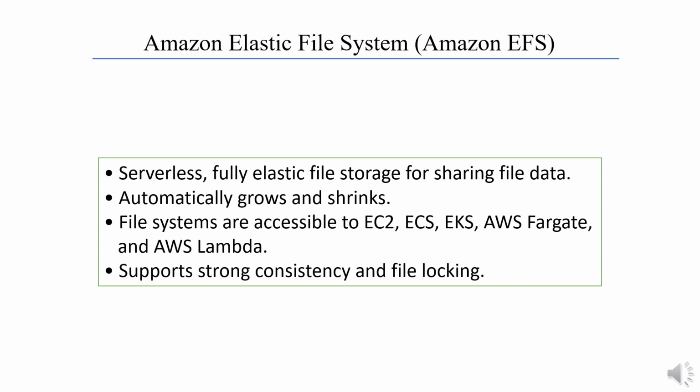Amazon EFS file systems are accessible through a file system interface to Amazon Elastic Compute Cloud (EC2) instances, Amazon container services such as Amazon Elastic Container Service (ECS), Amazon Elastic Kubernetes Service (EKS), AWS Fargate, and AWS Lambda functions.